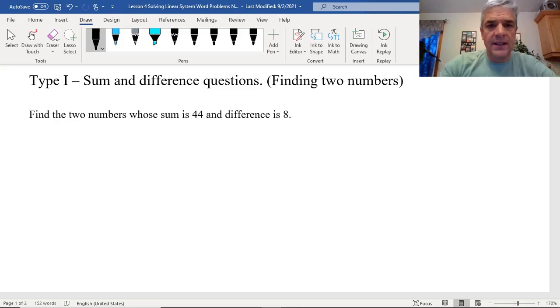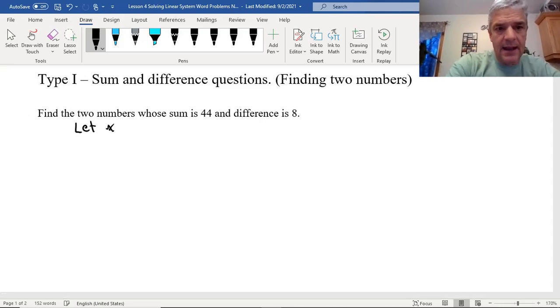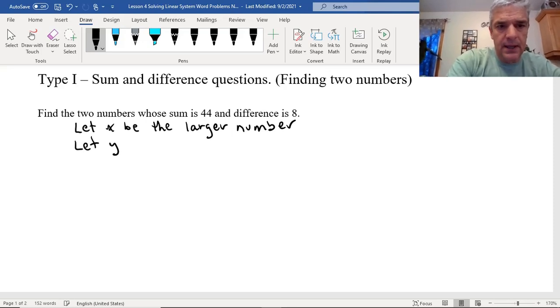Okay, so to solve these, the way that we're expecting you to go about doing it is to identify the two things you're trying to find in a question. Always identify what you're trying to find. So in this case, we're finding two numbers, and we're going to name them. We're going to give them variable names, and we usually use X and Y. So we say let X be the larger number, okay? I want to identify them. One is the larger number, and one is the smaller number. And let Y be the smaller number.